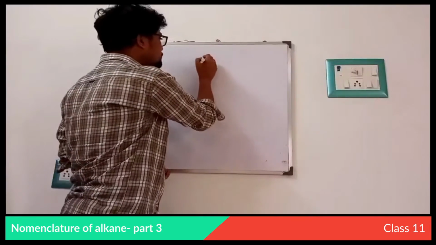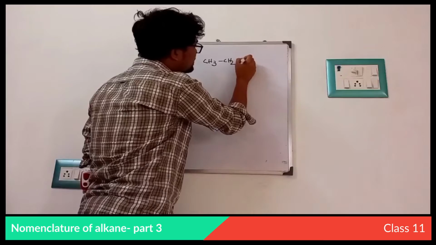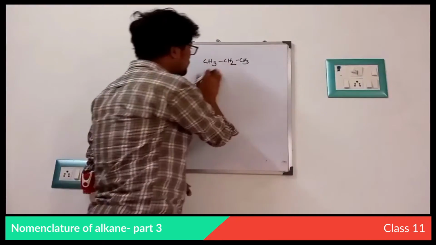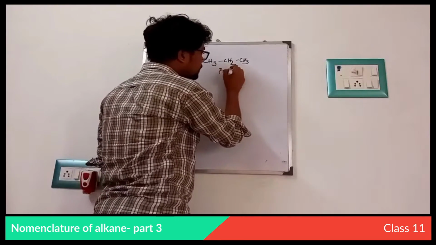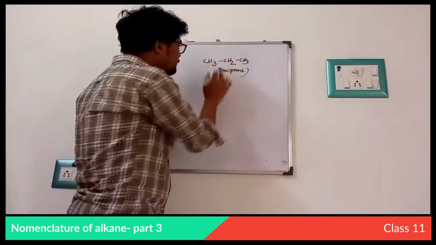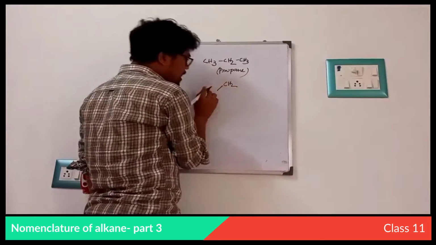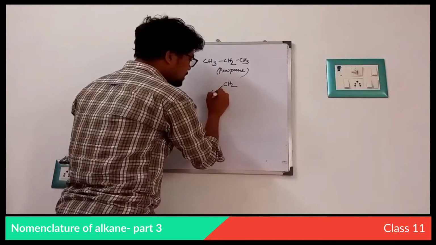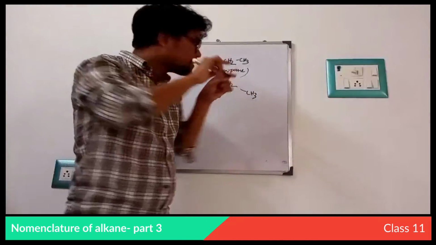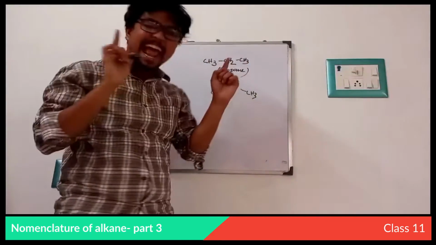Suppose, what is the name of this compound? It is normal propane. But if I write the structure like this one, I draw the structure like this one. Okay, fine. I just tilt the two CC bonds at the end.